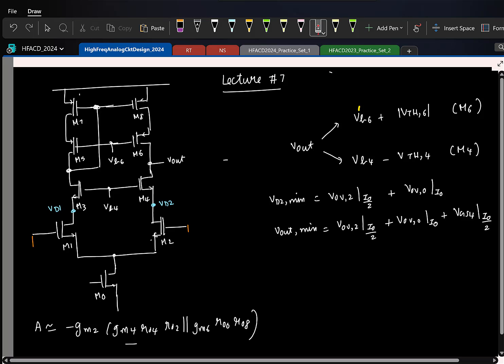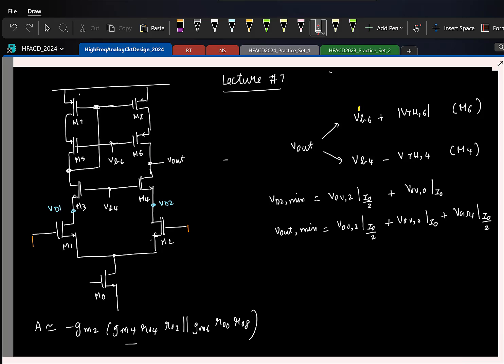Again, this should be clear if you observe the output. The minimum you can go is the minimum VDS, which is the overdrive of M4. Sorry, hold on. Minus, this is basically, sorry, hold on.